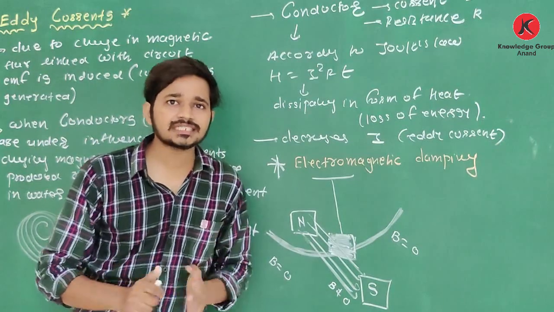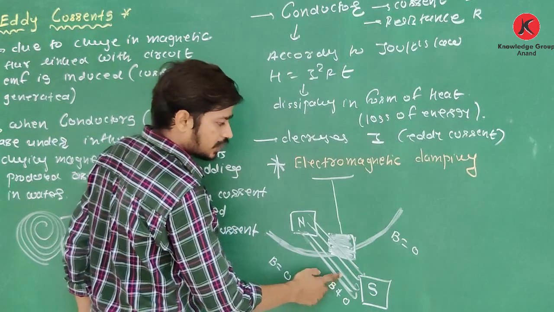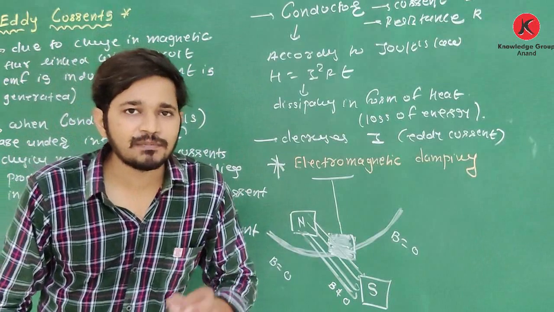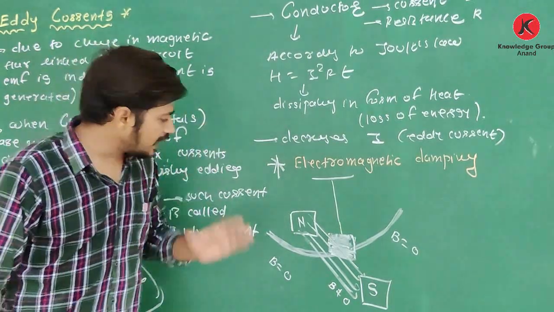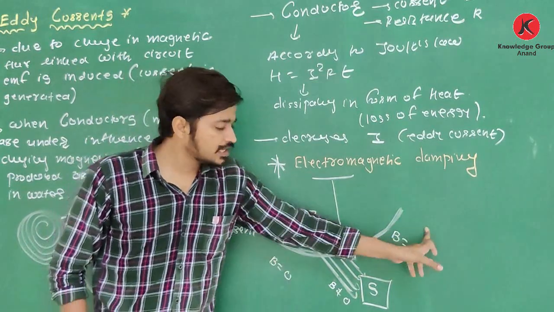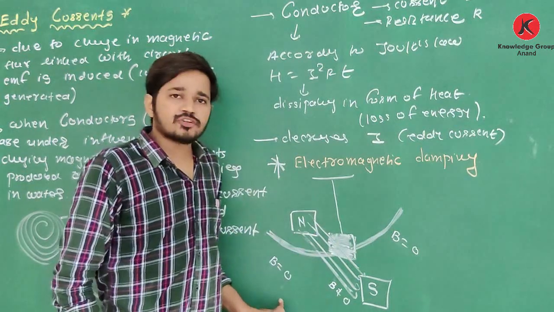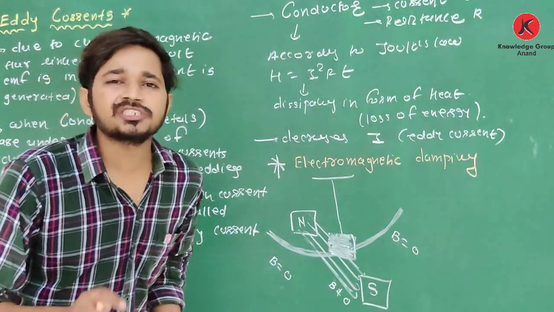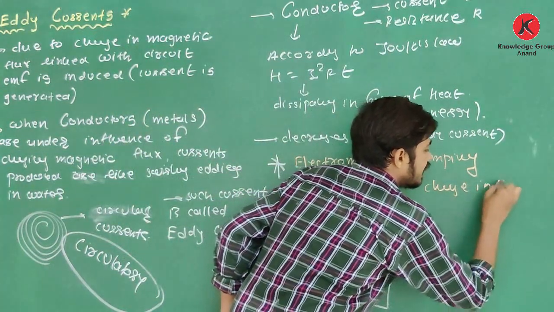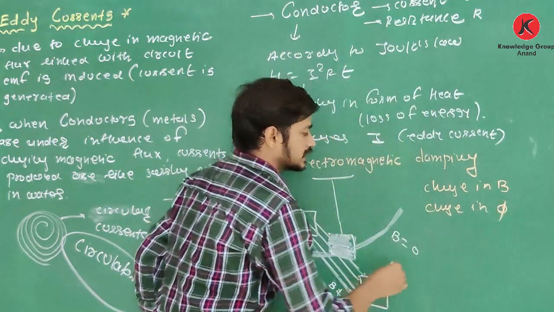Yes or no? Yes. In this region, no magnetic field. In this region, there is magnetic field. So when this plate is oscillating, we can say plate is oscillating in varying magnetic field. 0 magnetic field, non-zero magnetic field, 0 magnetic field. Again, 0 magnetic field, non-zero magnetic field, 0 magnetic field. So due to change in magnetic field, there is change in magnetic flux.